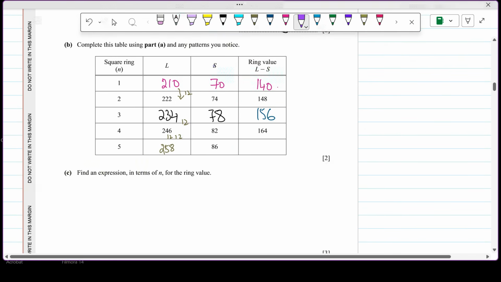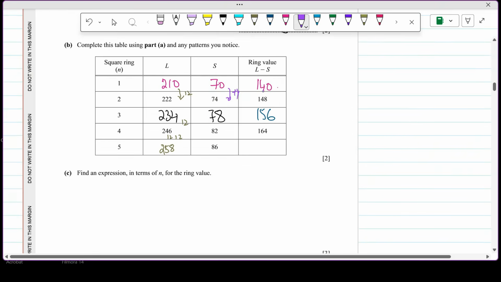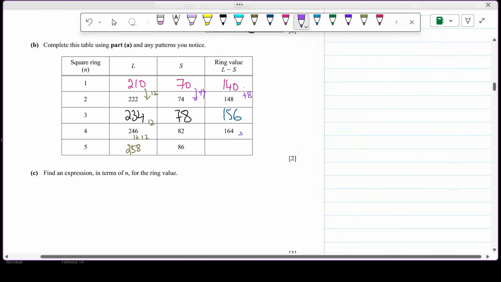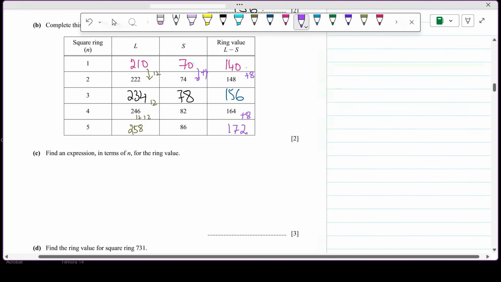Similarly, there is a pattern in S: 70, 74, 78, 82. You can see that this is simple, just add 4 to get the next number. Similarly, there is a pattern in the ring value also: 140, 148, 156, 164. We just need to add 8 to get the next value. So when we add 8 to 164, we get 172.